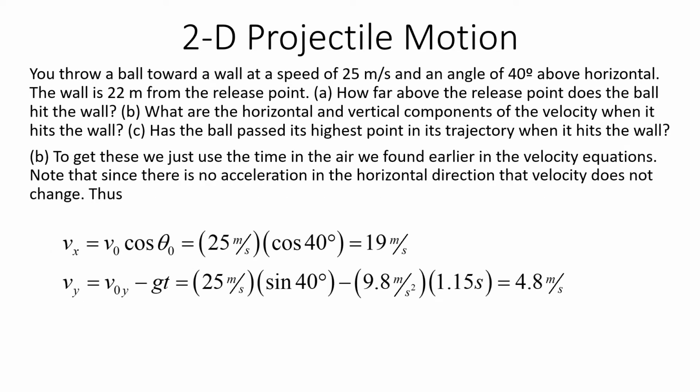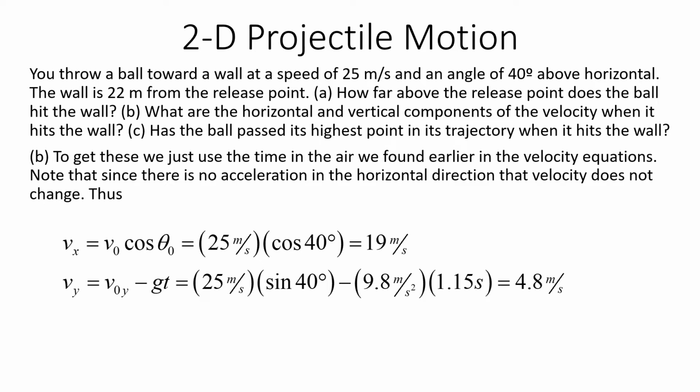Now part B. What are the horizontal and vertical components of the velocity when it hits the wall? Well, since we only have acceleration in the vertical direction, the horizontal velocity is the same as the initial horizontal velocity. So that's just v naught cosine theta. So 25 meters per second times cosine 40 is 19 meters per second. That one does not change.